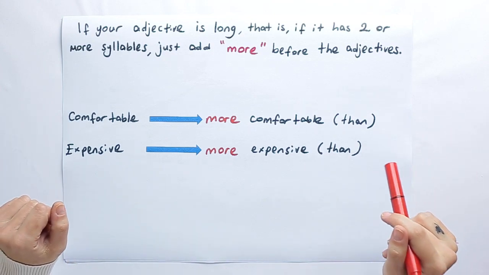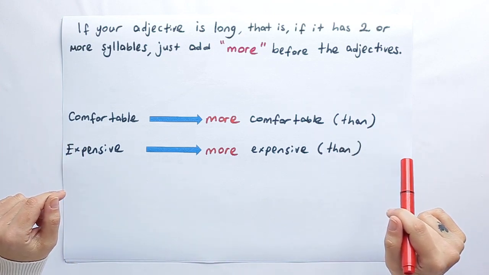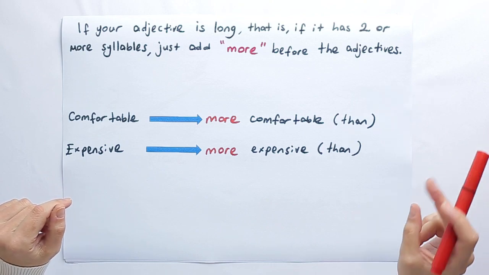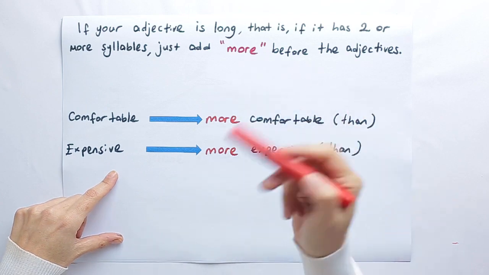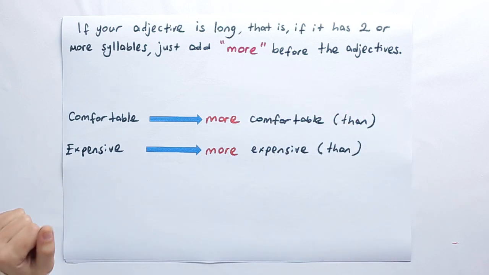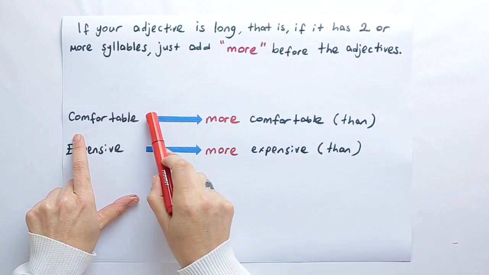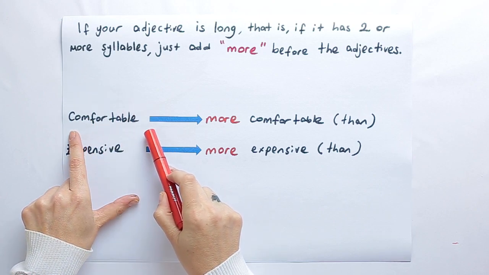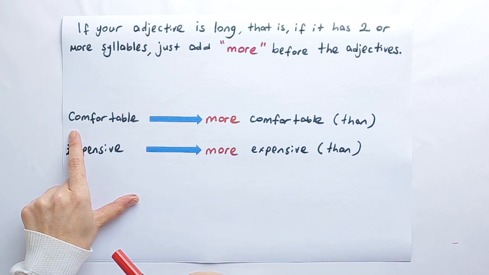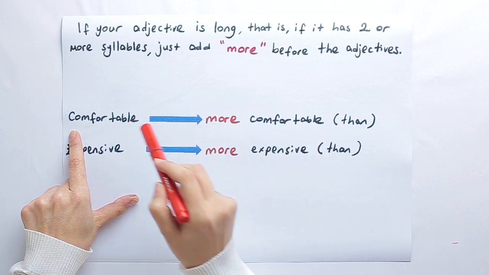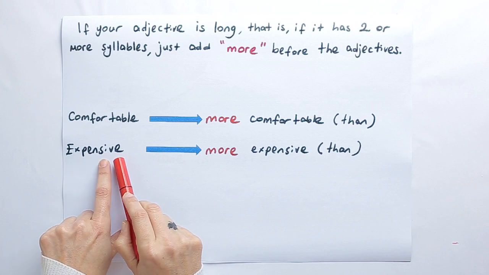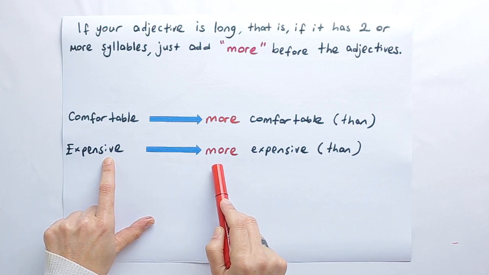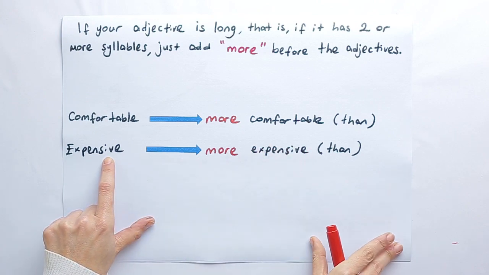And if your adjective is long, that is, if it has two or more syllables, just add more before the adjective. For example, comfortable. It's a long adjective and we add more before this adjective. More comfortable. Expensive, more expensive.